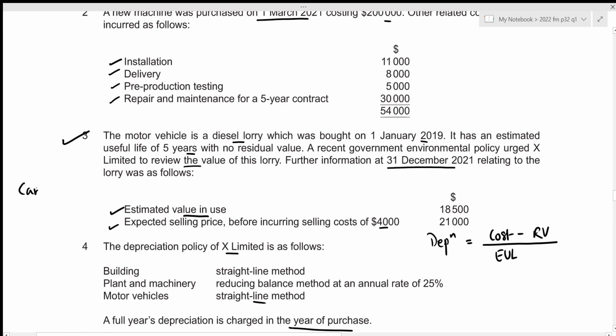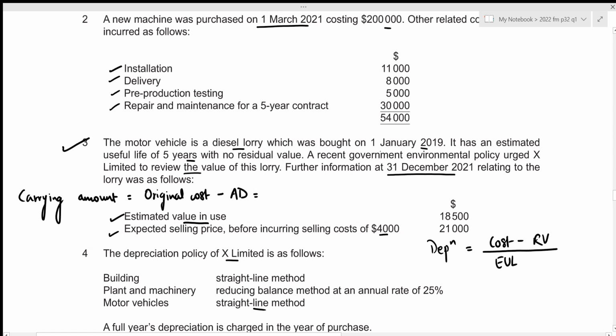So the carrying amount is just going to be the difference of our original cost and the accumulated depreciation. And in this case, we can see that our lorry was bought on 1st January 2019, and we need to figure out its value at the date of 31st December 2021, which means that the accumulated depreciation will be the depreciation charges for the year 2019, 2020, and 2021, which is the depreciation charge for 3 years, right? And let's have a look at our cost.